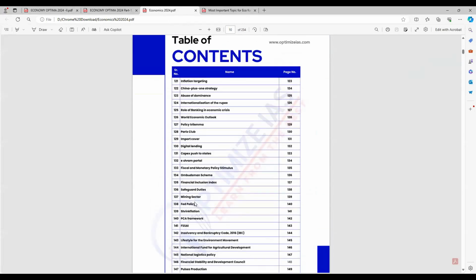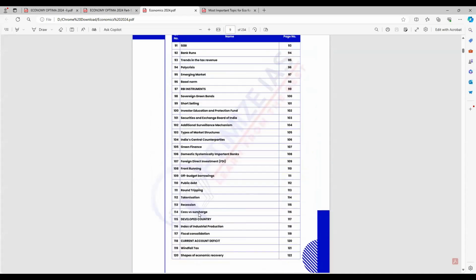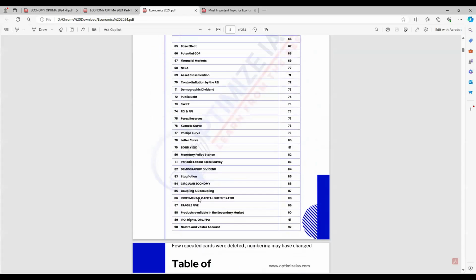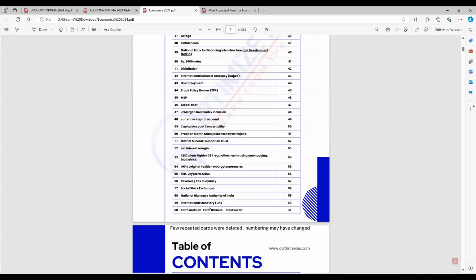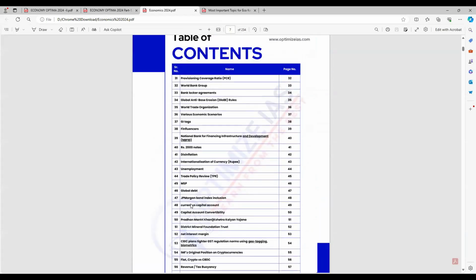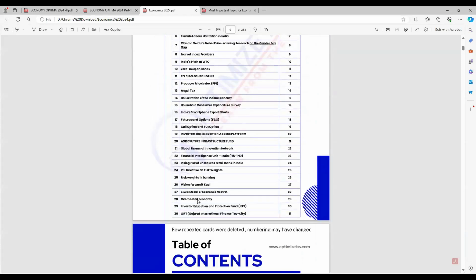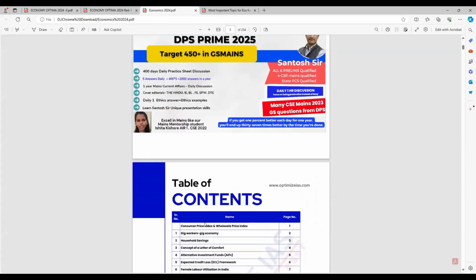Guys, you should know the different types: oligopoly, monopoly. I have already given this in the card. You can go through it. This is very important. I have also given demographic dividend. You can go through these cards. It is covered somewhere here. You can look it up in the index, go to that topic and read it.